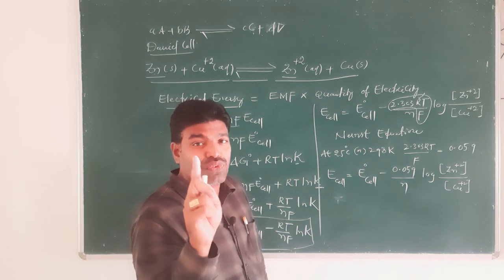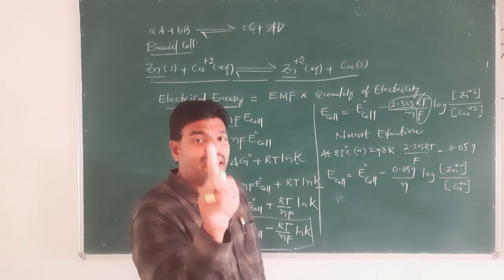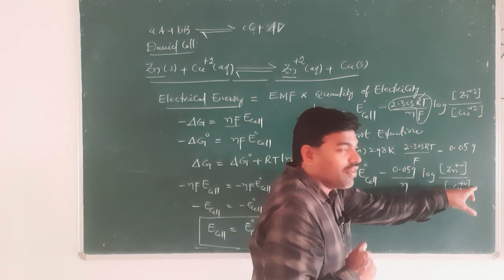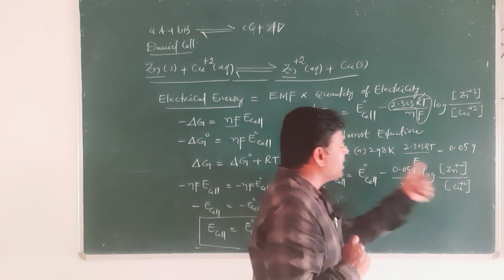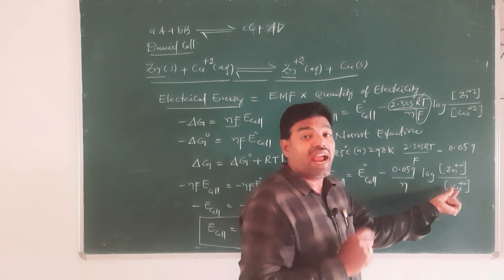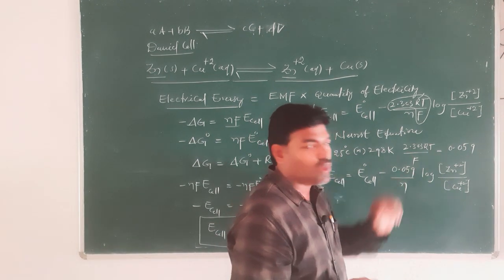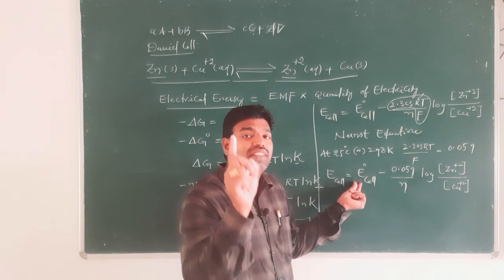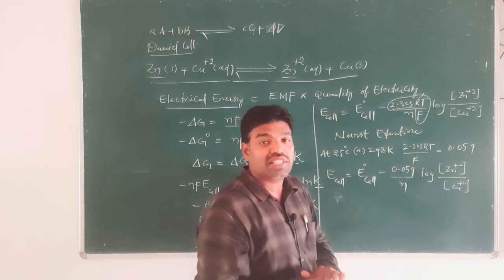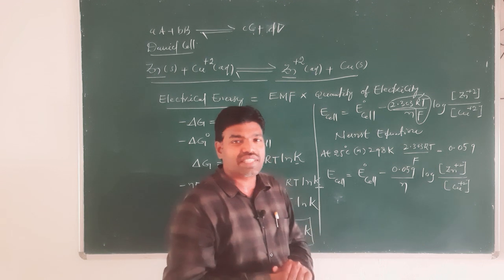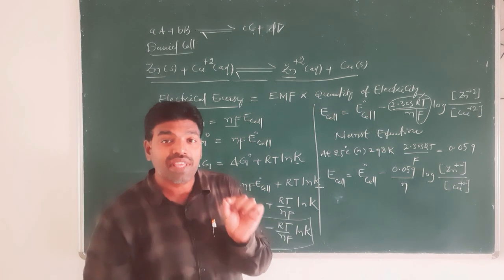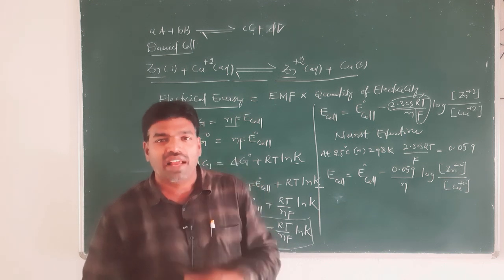EMF means electromotive force. It is the force to motivate the electrons towards higher potential. So the EMF of the cell increases with increase in concentration of Cu plus 2 ions. If the denominator concentration increases, the E cell value increases. So the EMF of the cell increases with increase in concentration of Cu plus 2 ions and decreases with decrease in concentration of Zn plus 2 ions. So, this is about the thermodynamics involved in the reversible cell and the Nernst equation.